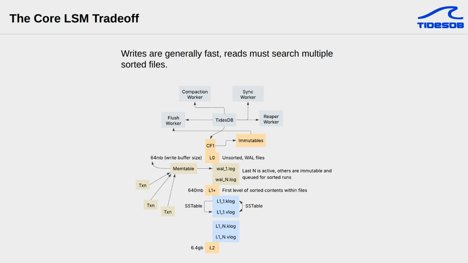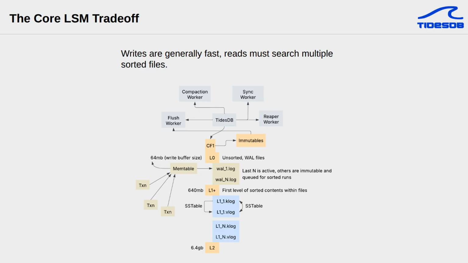But with an LSM tree, you have your hierarchy, which is L0, which is your unsorted files, and then L1 plus, or LN plus, is your disk levels, right? And the capacities grow, though they adjust in TidesDB. But let's say the mem table is 64 megabytes. Each level will grow exponentially 10x.